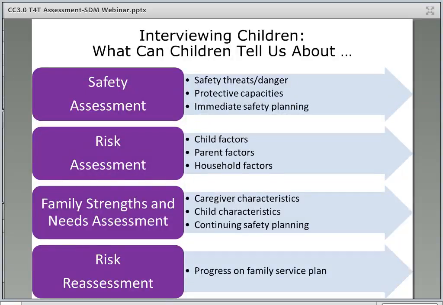We may not always think about it, but the conversations we have with children can really help ensure we get the most out of our STM tools. Remember, the STM tools are only as good as the information we get. Children can help enhance and verify our information.